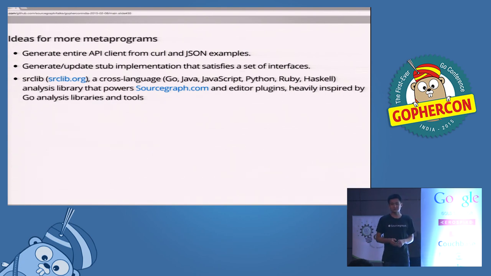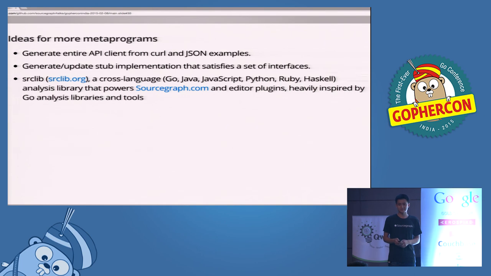SourceLib is a cross-language analysis library that lets you write cross-language metaprograms. It powers one particular metaprogram right now, which is sourcegraph.com, and also a variety of other editor plugins. The high-level goal of SourceLib was heavily inspired by the types of packages we saw in the Go standard library available for static analysis. And the goal there is to make it as easy to write useful metaprograms that work across a bunch of different languages as it is to write metaprograms in Go.